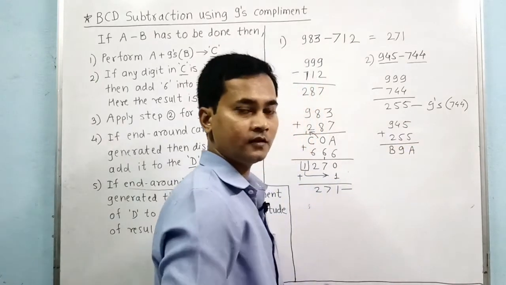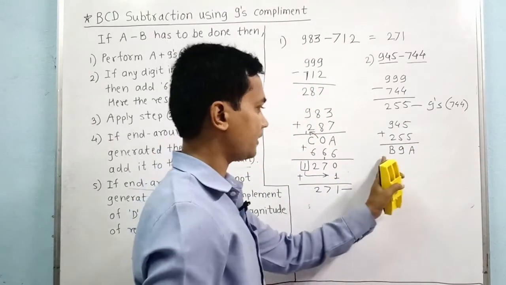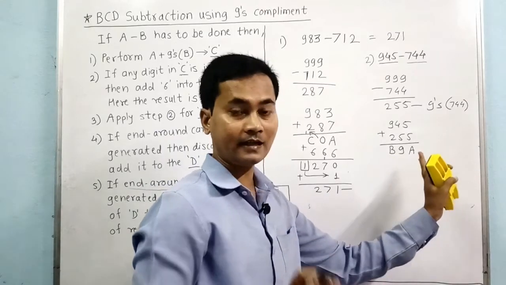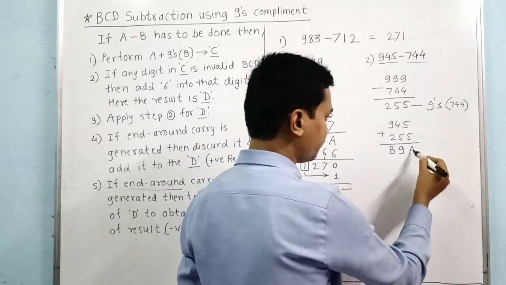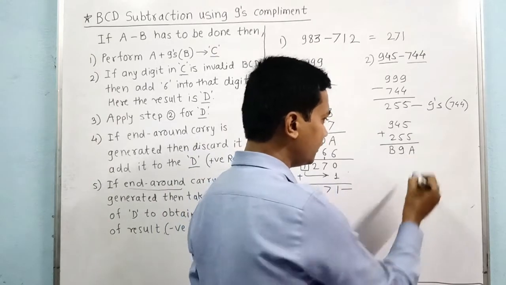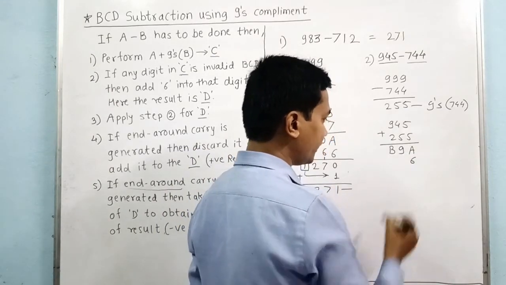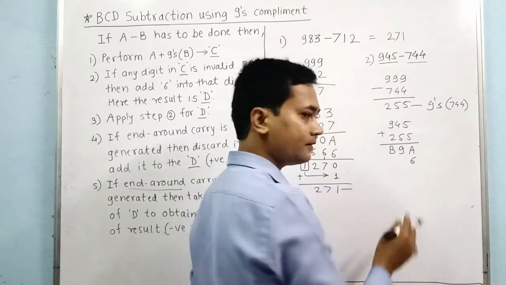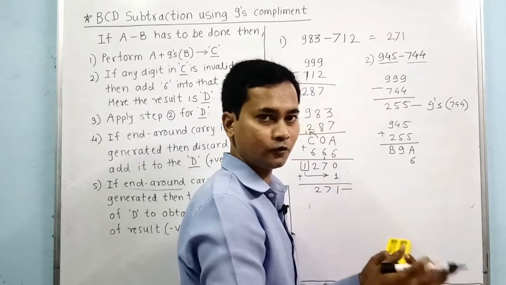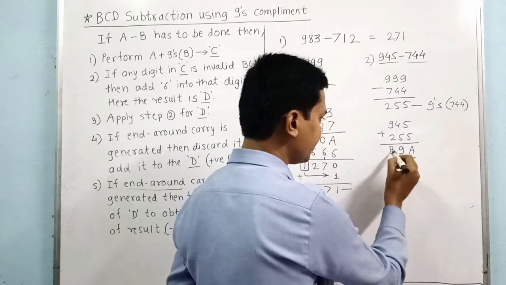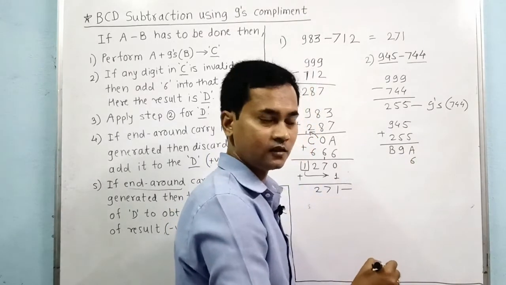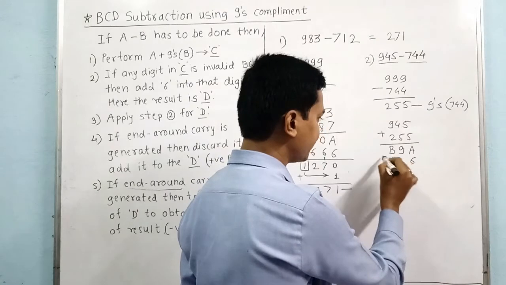Now check whether all the digits are in correct BCD format. Check the first digit. The first digit is exceeding the value 9, so add 6 here. What about the second digit? The second digit is in proper BCD format, so no need to add 6 to the second digit. What about the third digit? The third digit is also an invalid BCD digit, so we will add 6 here.